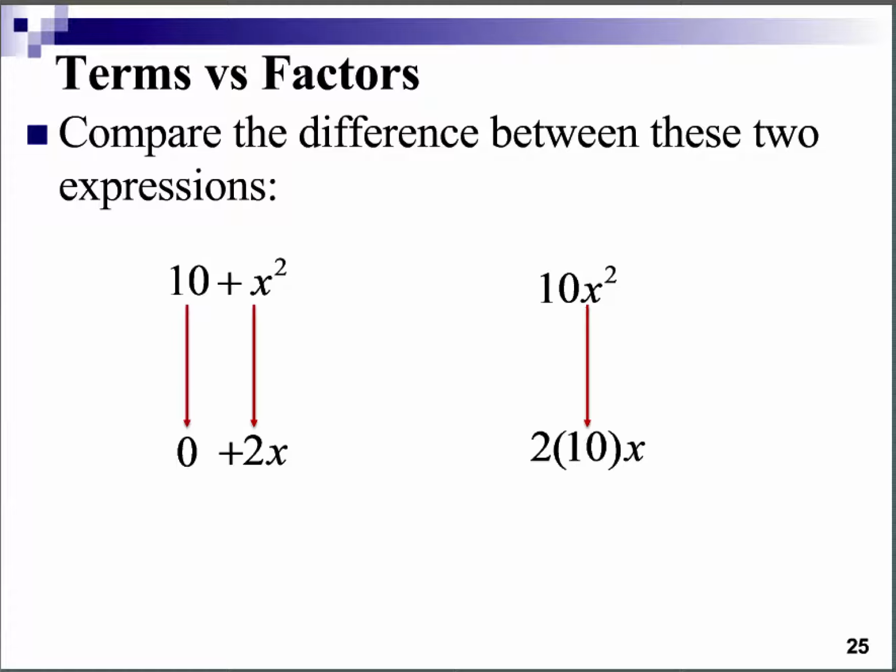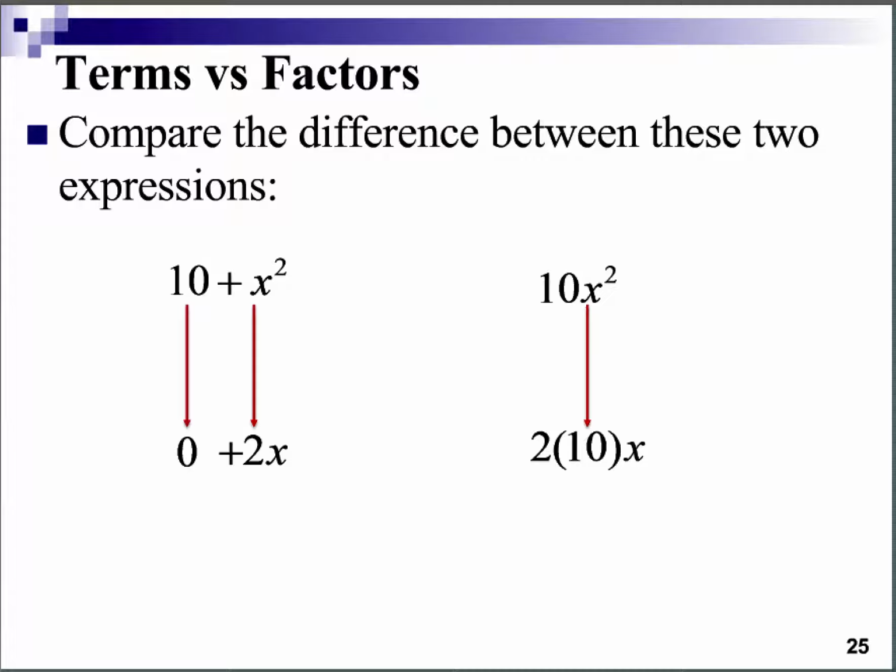Now we'll compare that to 10x squared. Here the 10 is not a term. 10 is a factor. When we say that we have a factor, it means we're multiplying that number or that variable by something else. So in this case we're multiplying 10 by x squared. The rule says you have to take that factor into account in the derivative. So it gets incorporated because we take that power of 2 and we multiply it by the factor in front, the 10, and that all becomes part of the derivative.